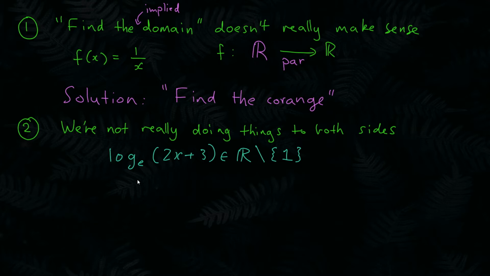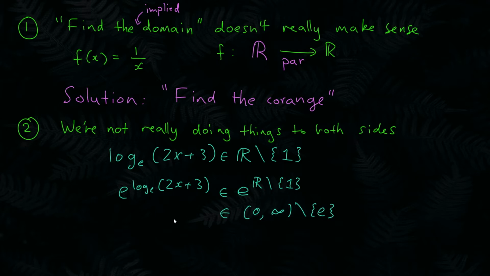What's wrong with doing e to the power of both sides? Well, the first thing is that the algebra doesn't even really work. So if we do e to the power of log of this is an element of e to the power of R delete 1, well, the right-hand side works just fine. This is just this interval with e deleted. But if you think about it, you'll see that actually the left-hand side doesn't simplify properly. So we can't just write 2x+3 here because there's another case, right? So if x is less than or equal to 0, this is actually the empty set.